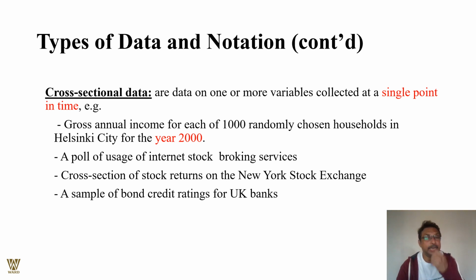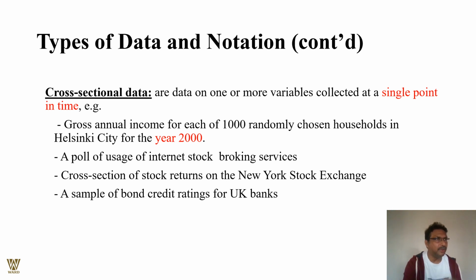So cross-sectional data, or panel data as some say, are data which have one or more variables collected at a single point of time. Example: gross annual income of, let's say, 1,000 randomly chosen households in Helsinki city in the year 2000. A poll of usage of internet stockbroking firms or services. Cross sections of stock returns in NYSE, the New York Stock Exchange. A sample of bond credit ratings at UK banks.